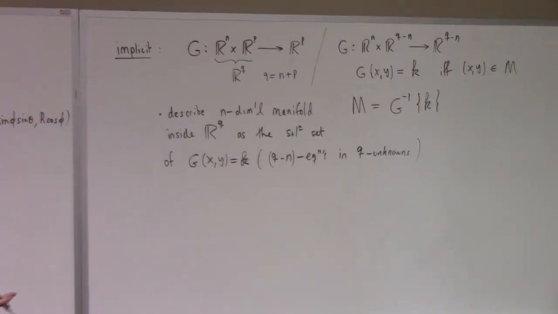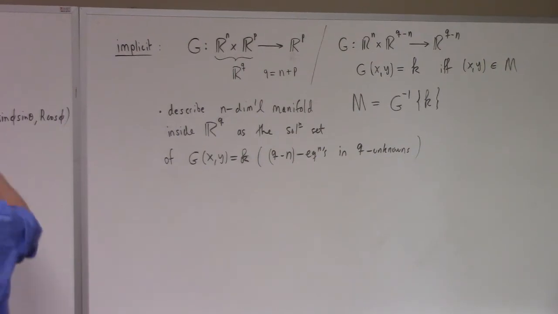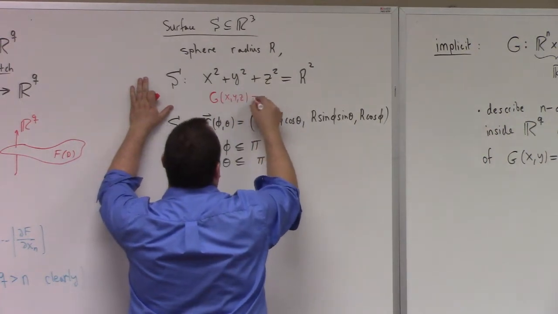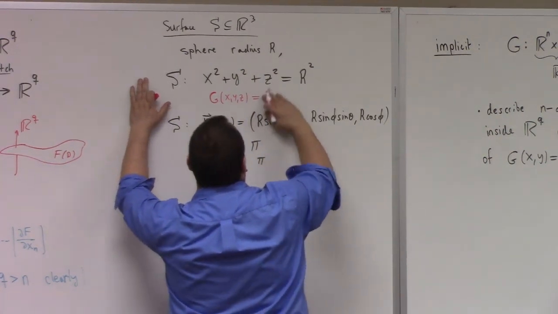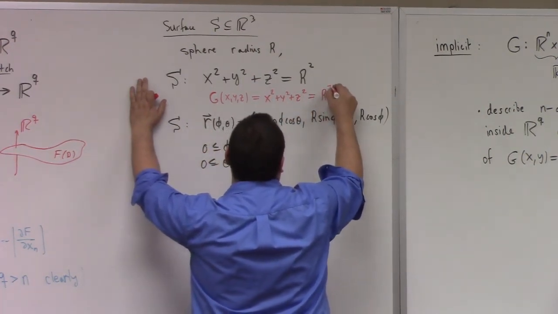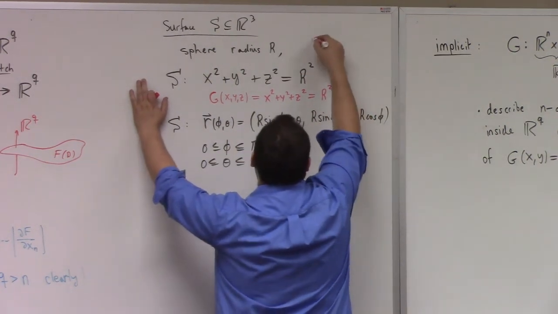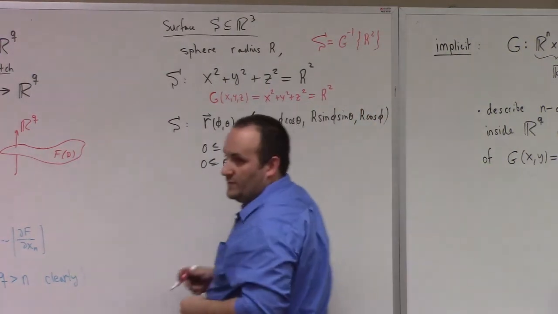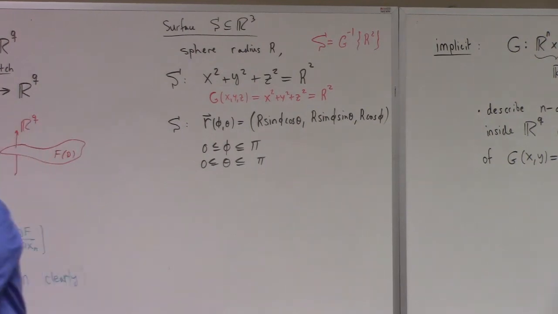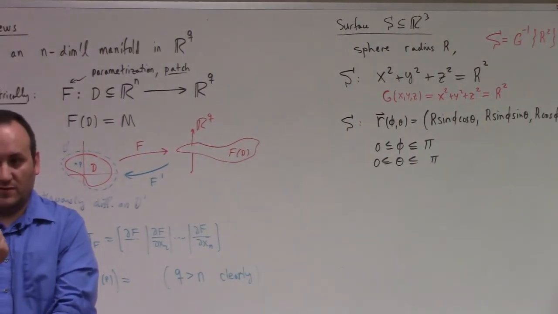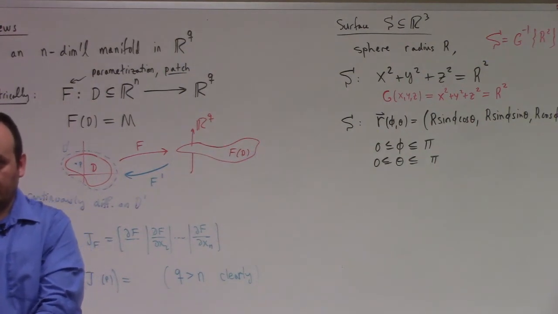For example, the surface up here, we have G of x, y, z, we could view it as x squared plus y squared plus z squared equals r squared, right? So S is the inverse image of r squared. From the implicit viewpoint, it's the solution set to one equation, right? Because to get a two-dimensional object in a three-dimensional space, we just need one equation, because 3 minus 1 is 2. Okay?